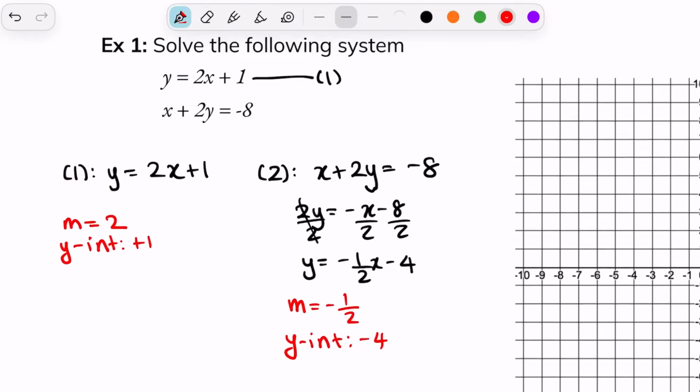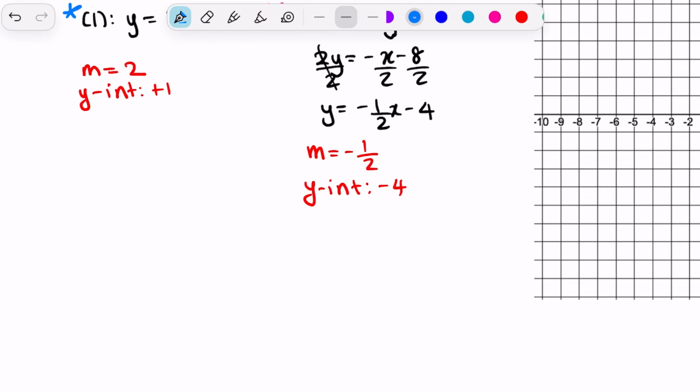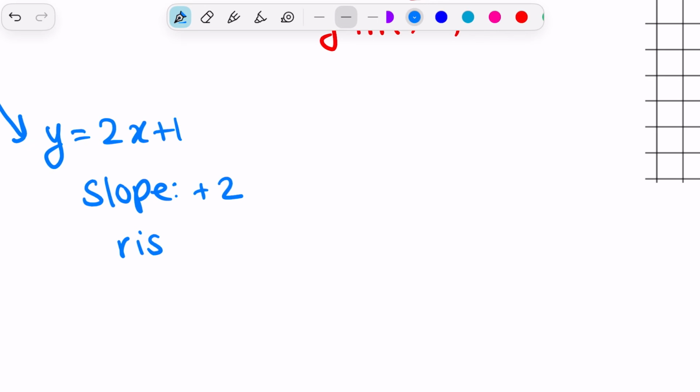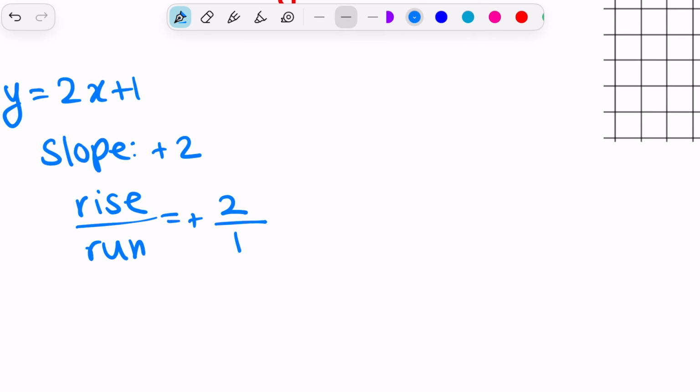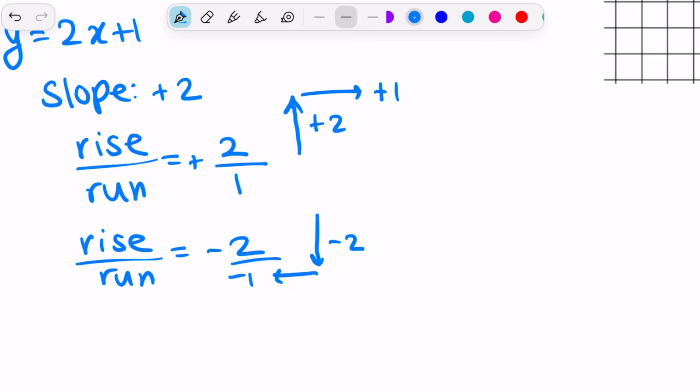So now we're going to graph these lines. I'm going to color code: line 1 is going to be blue and line 2 is going to be pink. So in order to graph this line right here, y is equal to 2x plus 1, we need our slope. So our slope is positive 2. If you remember, we're going to graph using rise over run. So this is going to be positive 2 over positive 1, right? So our rise is going up 2 units and going right by 1 unit. And then we're going to do the exact opposite to get the other side of the line. So it's going to be negative 2 over negative 1. So we go 2 units down, 1 unit left.